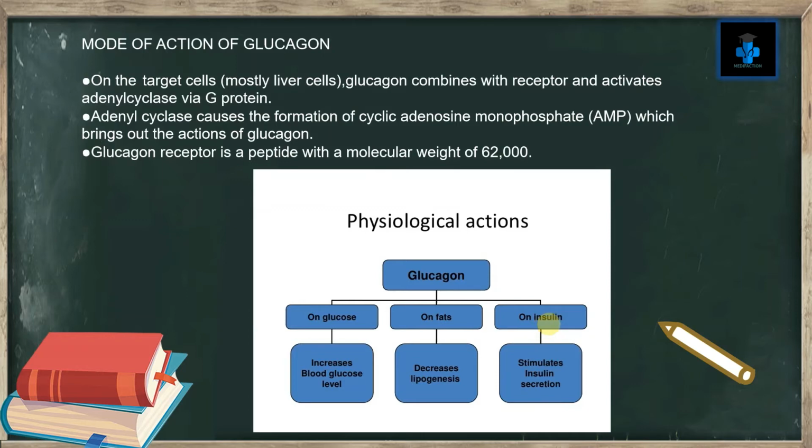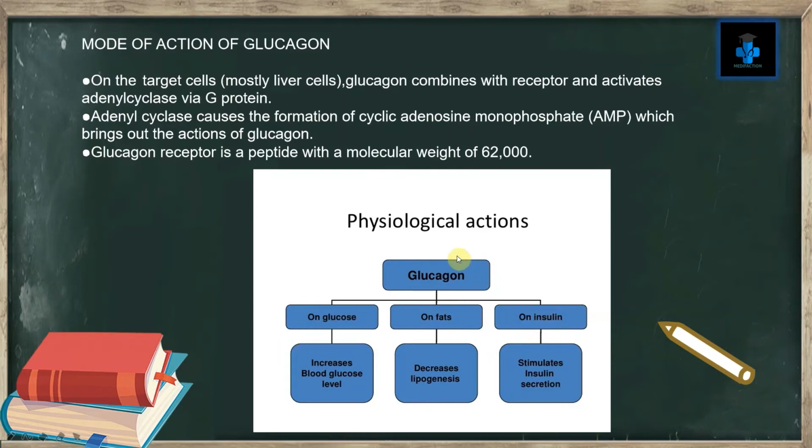On the target cells, mostly liver cells, glucagon combines with receptors and activates adenyl cyclase via G protein. Adenyl cyclase causes the formation of cyclic adenosine monophosphate, which brings out the action of glucagon. Glucagon receptor is a peptide with a molecular weight of 62,000.